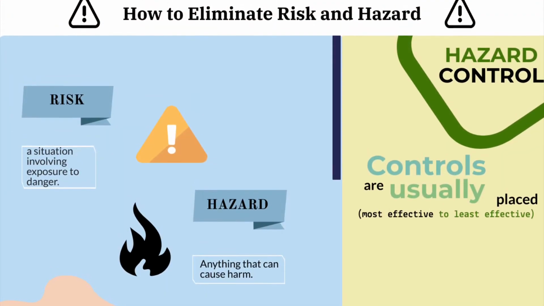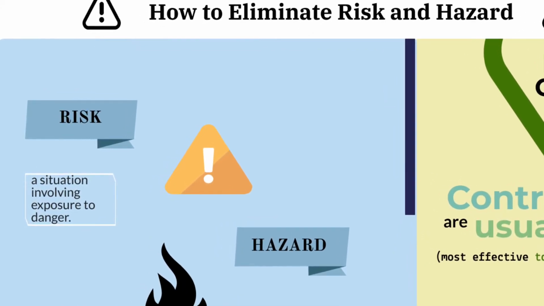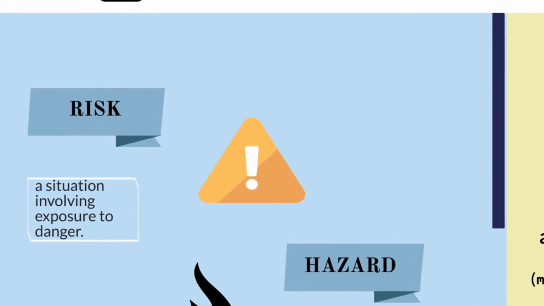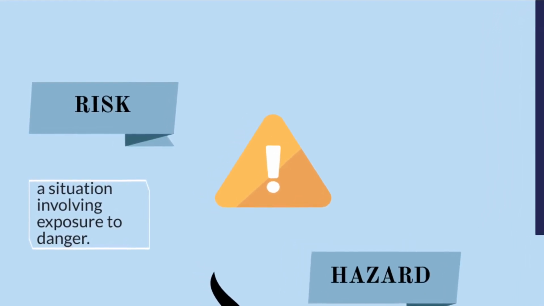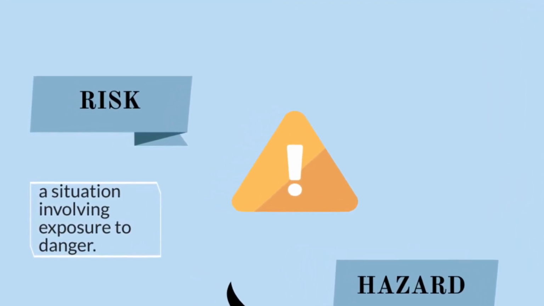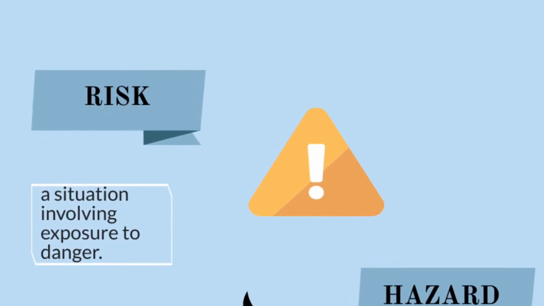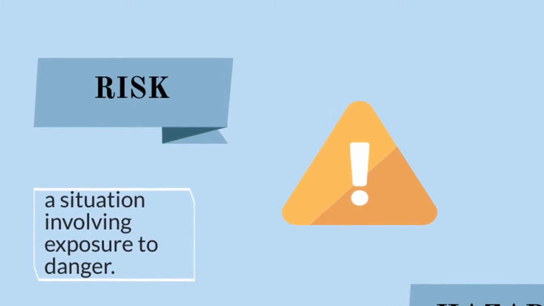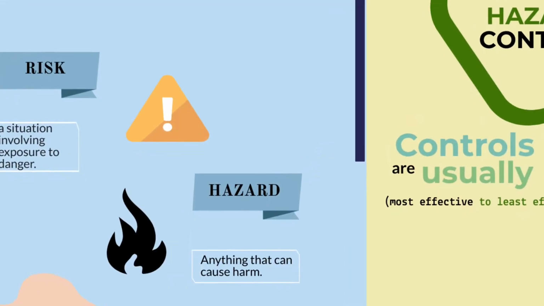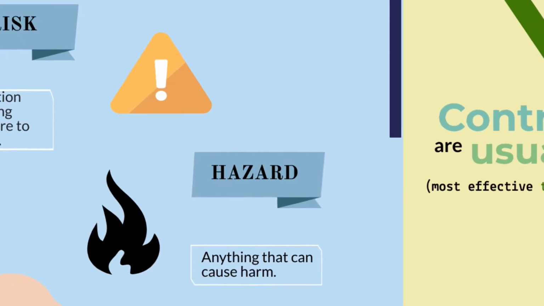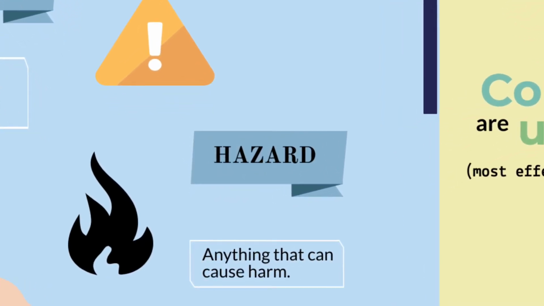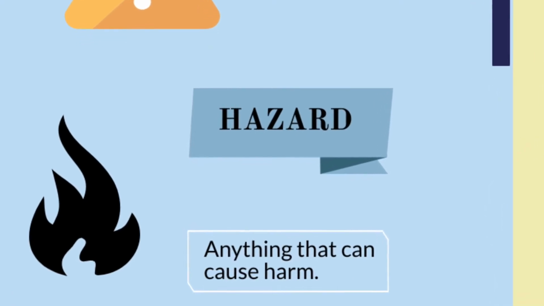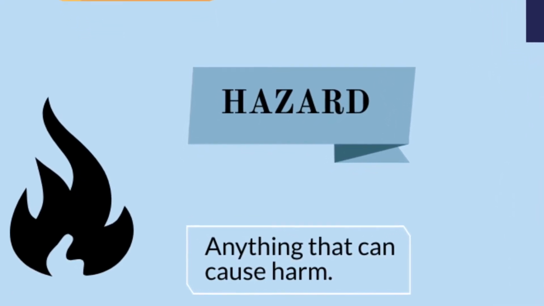Risk and hazard. Risk is a situation involving exposure to danger. It is often defined as the unexpected variability or volatility of return and thus includes both potential worse than expected as well as better than expected returns. Hazard is anything that can cause harm. Examples are chemicals, electricity, ladders, and it is something that has the potential to harm you.